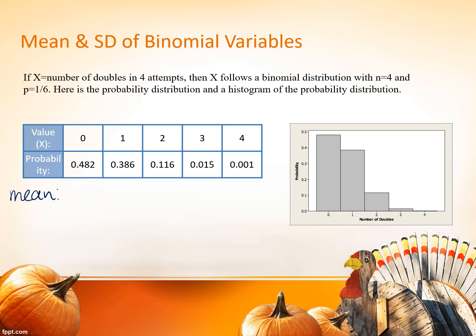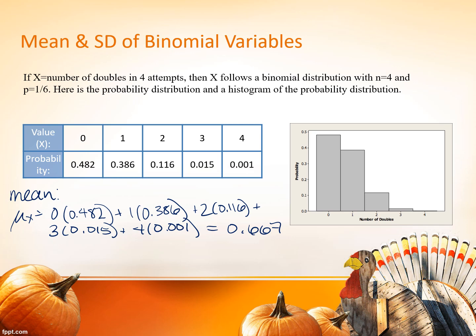Now we've done this before. We know the mean for x is every value, like 0, times its probability, plus the next value times its probability, and so forth and so on, until you get a mean of 0.667. So that's something that we know how to do.